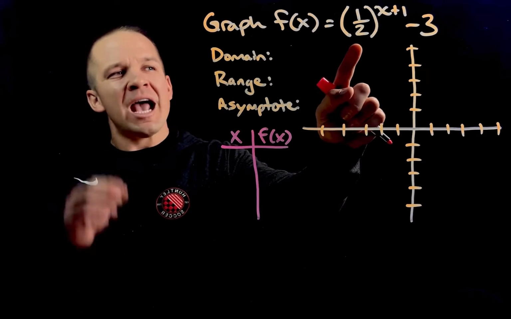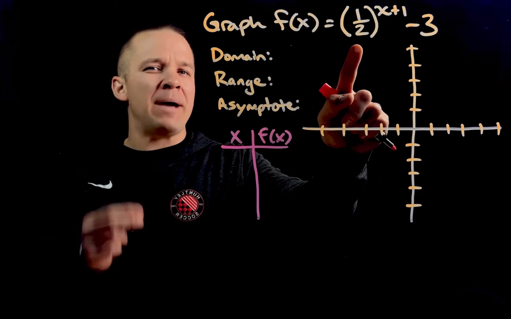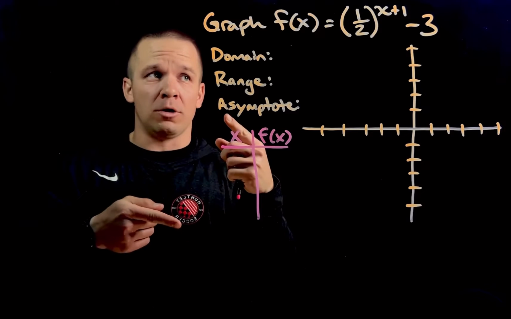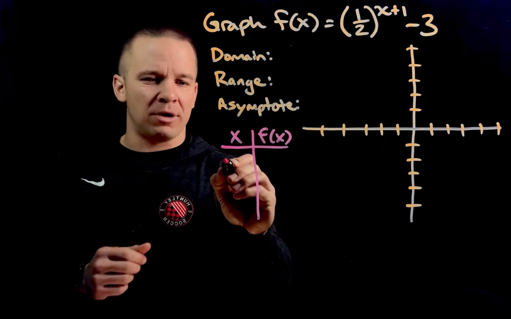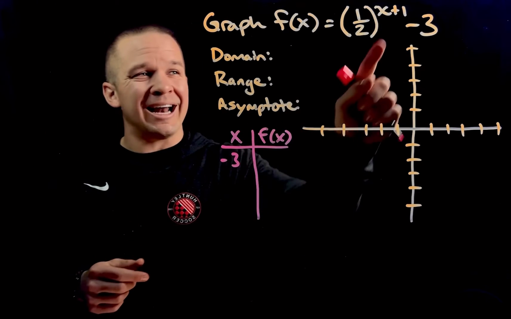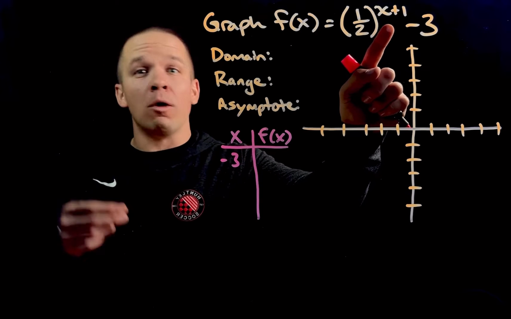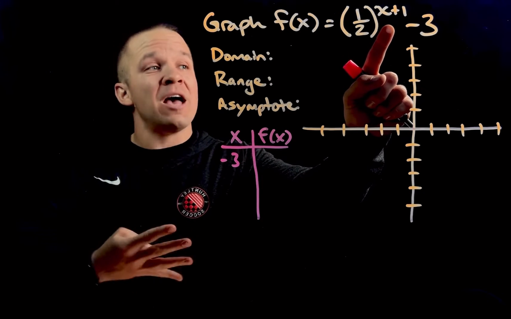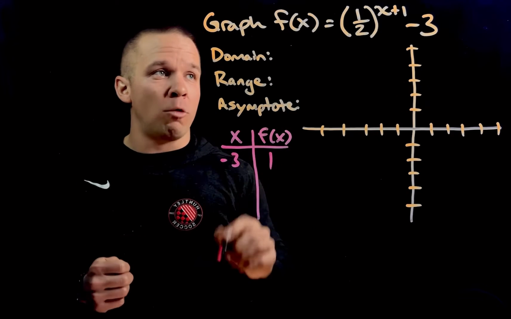Well, when I have a number between 0 and 1 for my base, negative exponents are my friend because it's just going to do the reciprocal. So let's start with, how about -3 for x. So -3 goes in. I get -2 in my exponent. (1/2)^-2 is the same as 2 squared, which is 4. And then 4 minus 3 is +1.